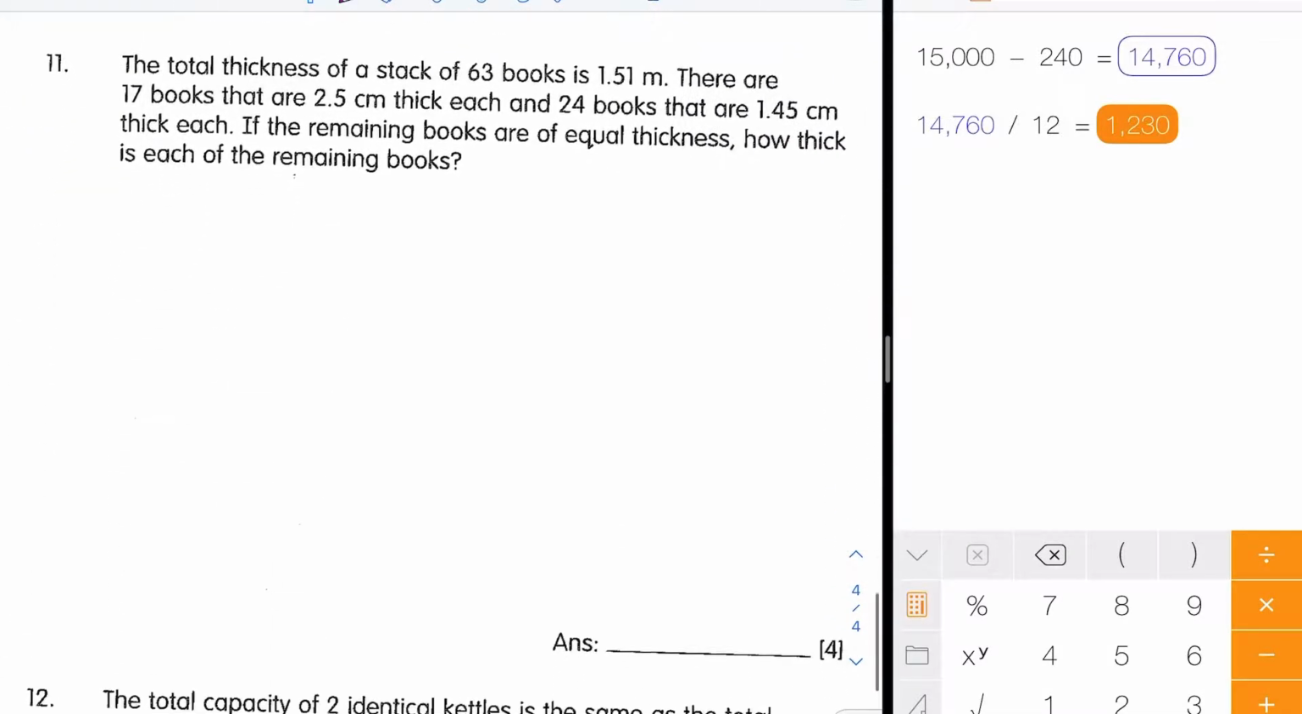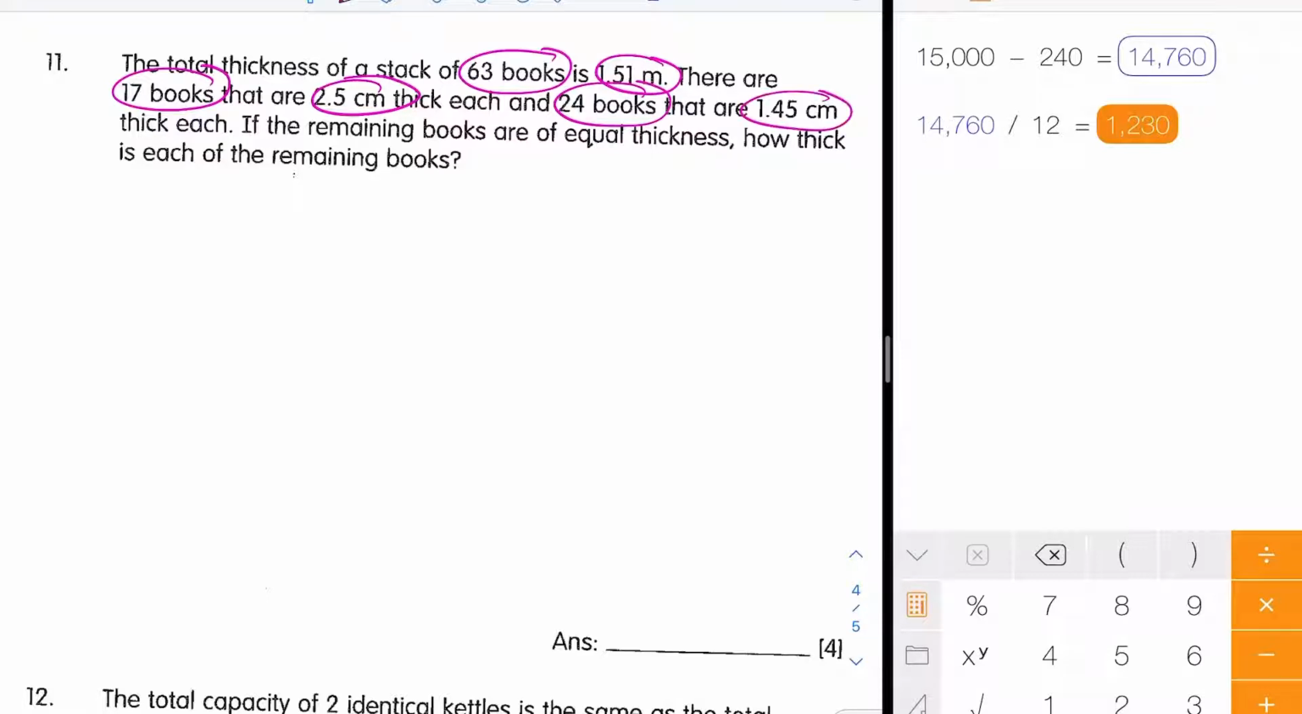Question 11. The total thickness of a stack of 63 books is 1.51 meter. There are 17 books, which are 2.5 centimeters thick each, and 24 books, which are 1.45 cm thick each. If the remaining books are of equal thickness, how thick is each of the remaining books? So here we have 3 stacks of books. Okay, let's label them stack 1, stack 2, and stack 3.